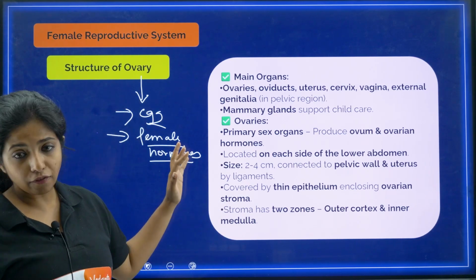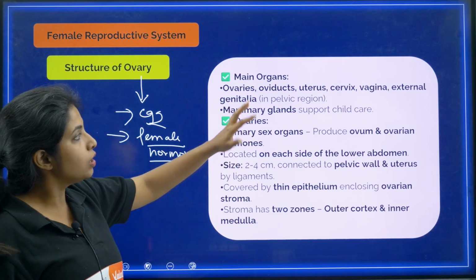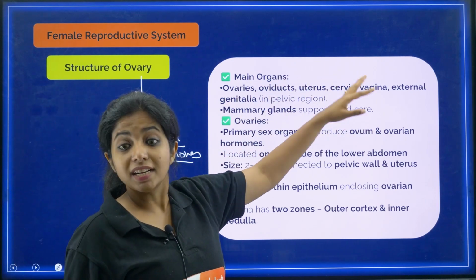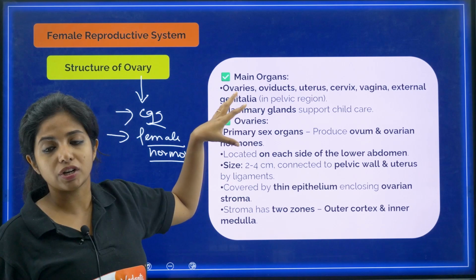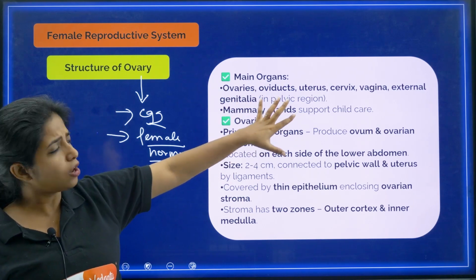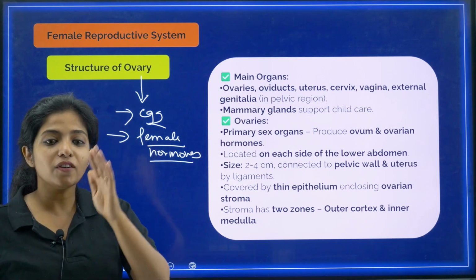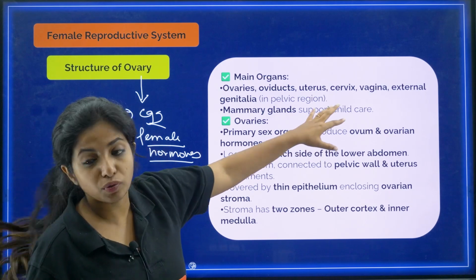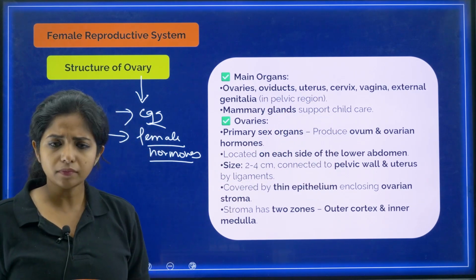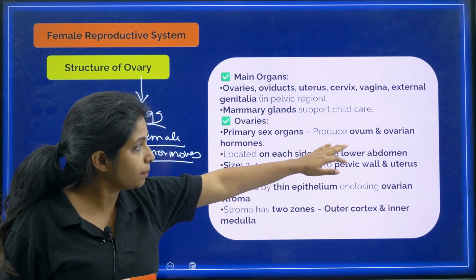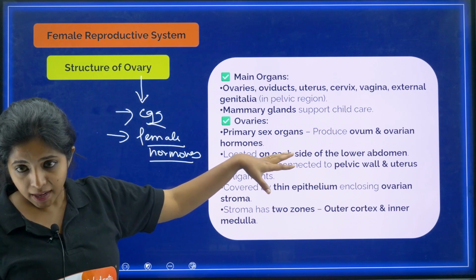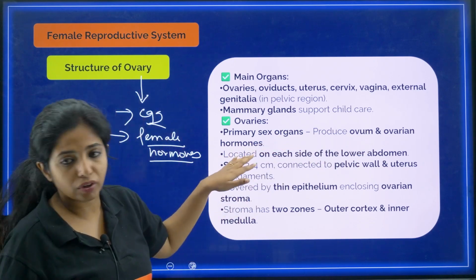Now, apart from the ovaries, what do you have? Oviduct is there, uterus is there, cervix is there, vagina is there, external genitalia is there, my dear children. And all of it is in the pelvic region. Apart from that, you have mammary glands, which support child care. So the primary sex organ, as I said, is basically the ovary, and it produces ovum as well as ovarian hormone.